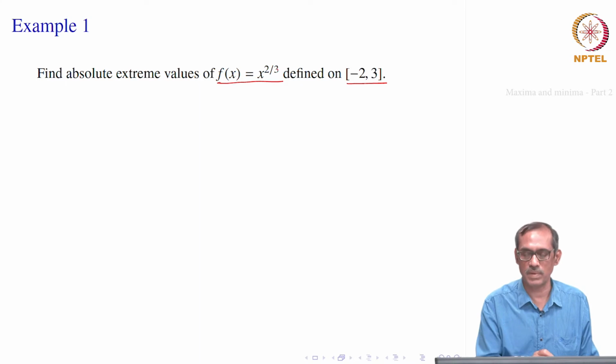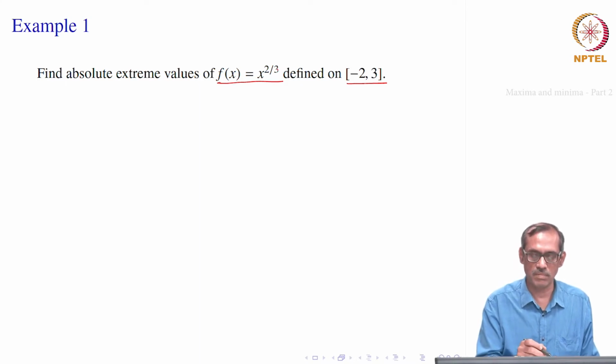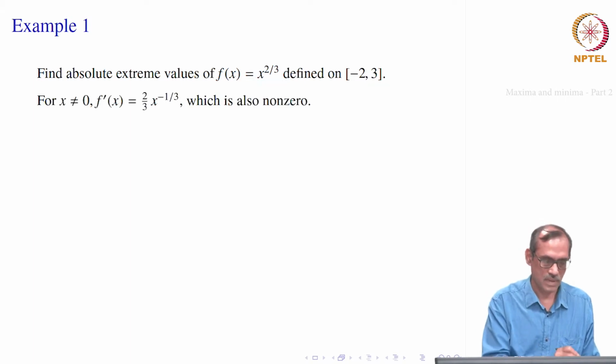F of x is x to the power 2 by 3. Now, how to get its maximum or minimum values? All that we have to do is, first, the end points are possible points, minus 2 and 3. Then we will go for the critical points. So, all those critical points along with these end points are possible values where its extreme values can occur. So, let us find the critical values first.